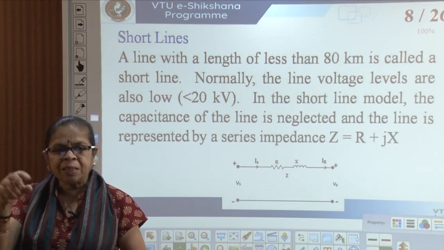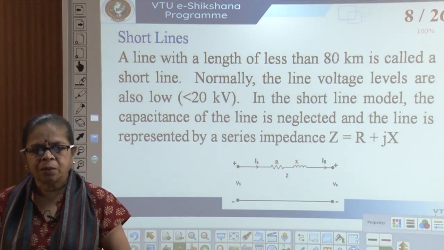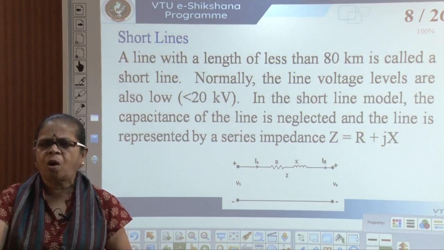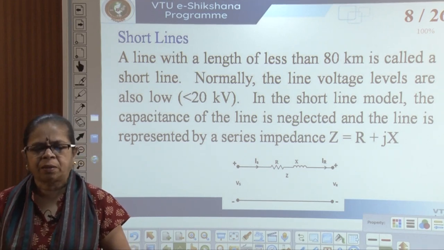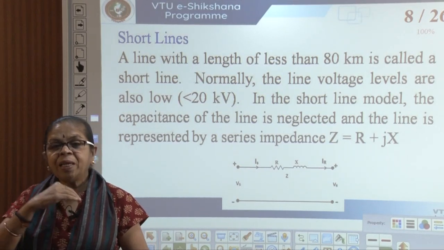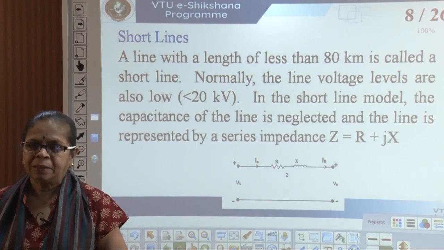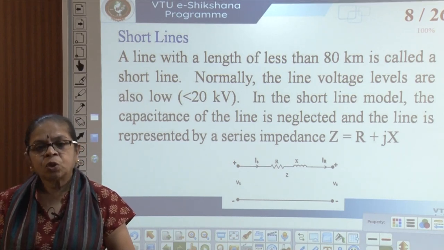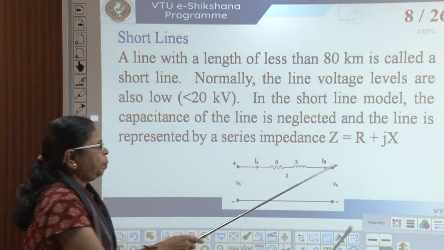If you model the capacitance, then you have more components in the circuit model, so automatically the analysis will become more complex. The simplest model you can have for a line is that of any component, say an inductor. A simple inductor is modeled as R plus jX, R and L, that's all. And this is okay. Normally these short lines are used for lower voltages. We don't use short lines at high voltages. We already saw that when we introduced the subject, that we would like to have higher and higher voltages.